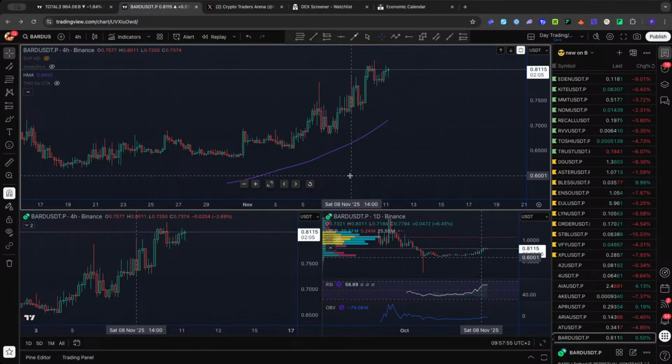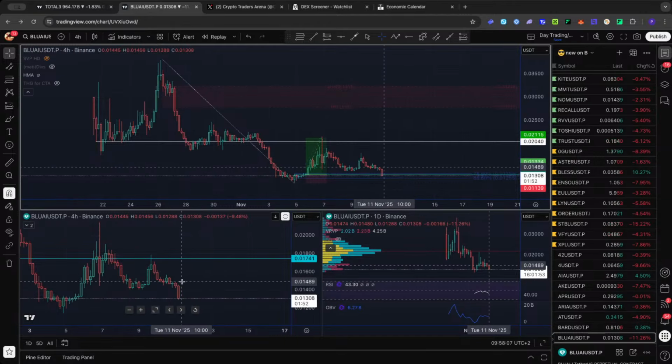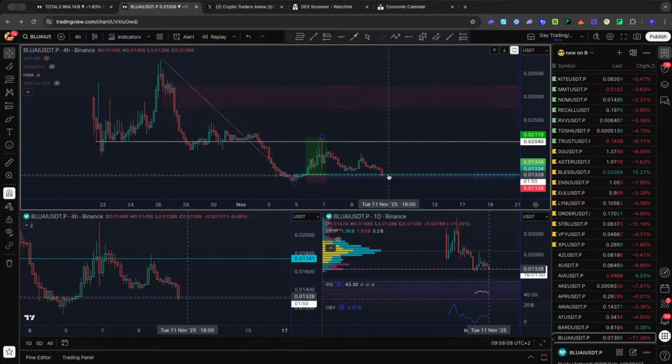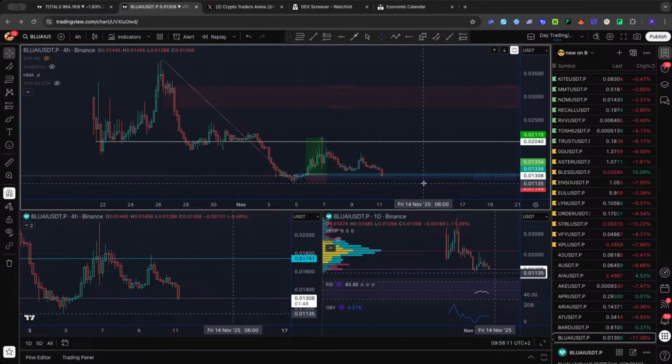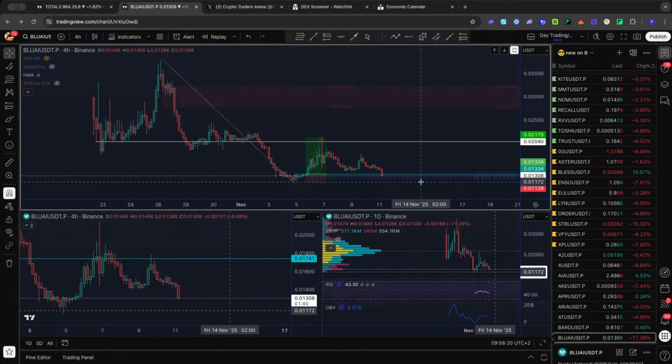This one is pumping, so I don't want to touch it. Blue AI, we made nice money, people. Nice money made there. We are back at the entry. Wait for a 4-hour W or an SFU here. We can SFU and do a kind of a power of 3, maybe. Now has an AB equals CD to the downside as a target, which points out will SFU the lows.